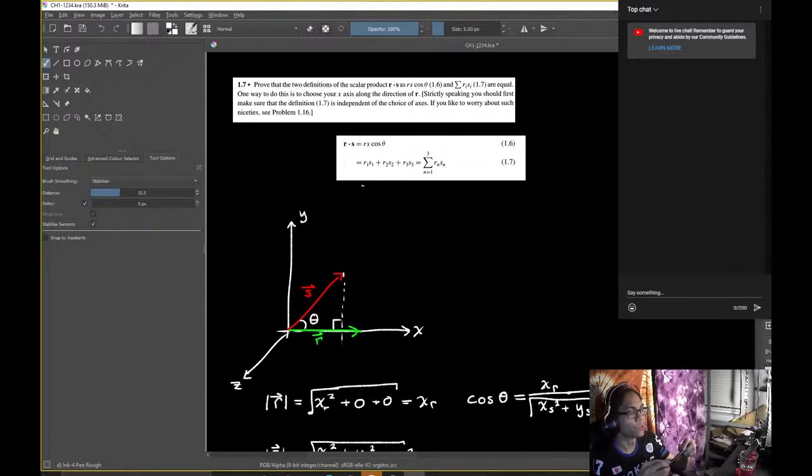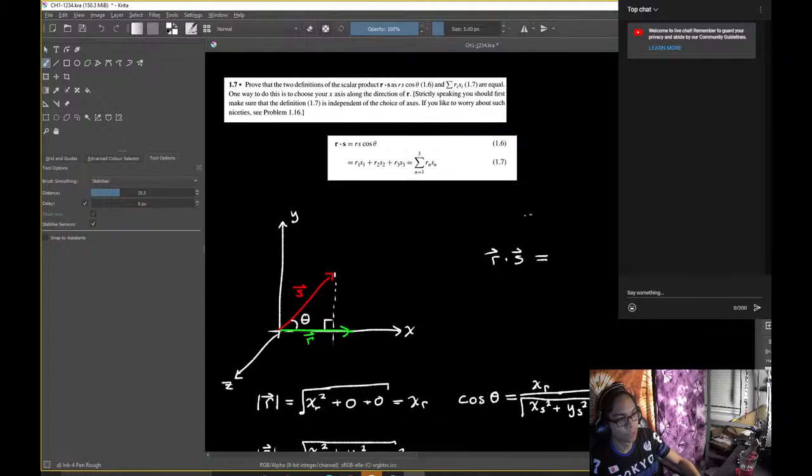One way to do this is to choose your x-axis along the direction of r. So that's going to have an x only. Got it? And then strictly speaking, you should first make sure that the definition 1.7 is independent of the choices of axes. If you'd like to worry about this, okay, we don't need that. What about the r dot s is going to have? Okay, r dot s.